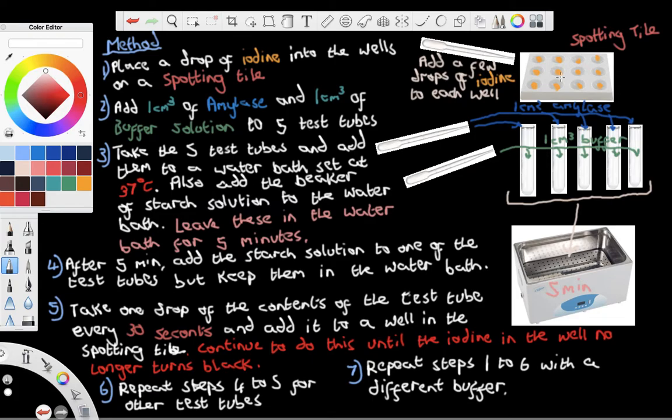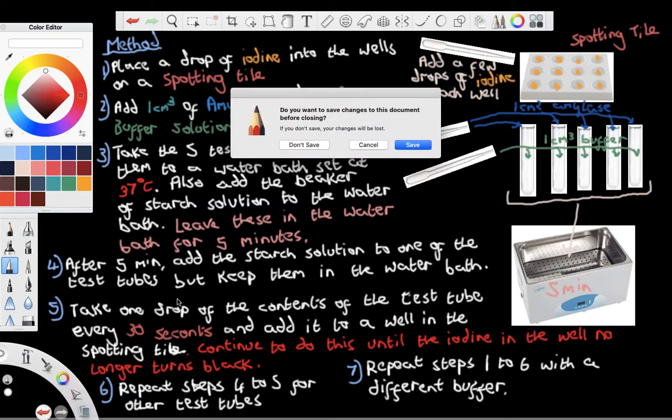Okay? If you haven't got this method written down, write it down now, because on the next slide, I'm going to clear the screen. On the next slide, I'm going to explain this last bit because it's hard to visualize.